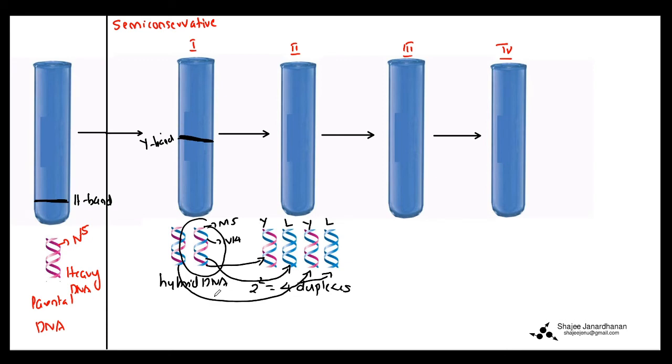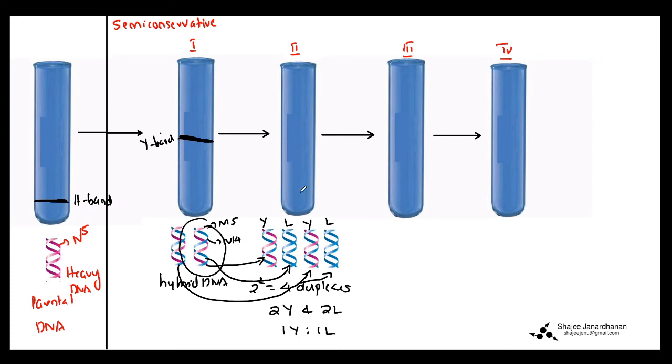So what do you expect? You are going to find 2 types of DNA here. One is the hybrid density DNA and the other is the light DNA. What is the proportion? You can see it is 50-50. So you are going to find 2 hybrid bands and 2 light bands. So you find the ratio as 1:1, two hybrid bands and two light bands, which is in the proportion of 1:1.